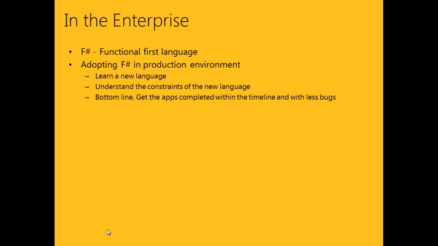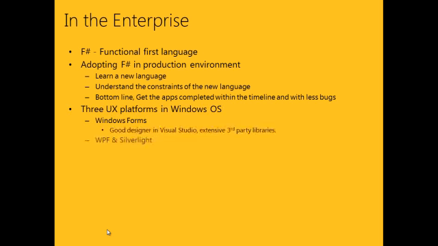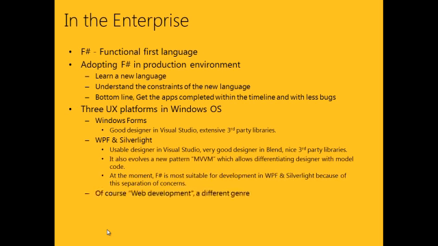So this series is all about using F# completely in a production environment on the different UX platforms that are available in Windows. We have three UX platforms in Windows: Windows Forms, WPF and Silverlight, and web development with ASP.NET and ASP.MVC. So overall, it can be categorized into these three UX platforms.